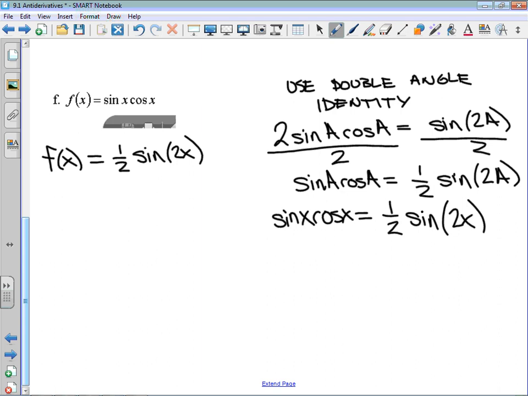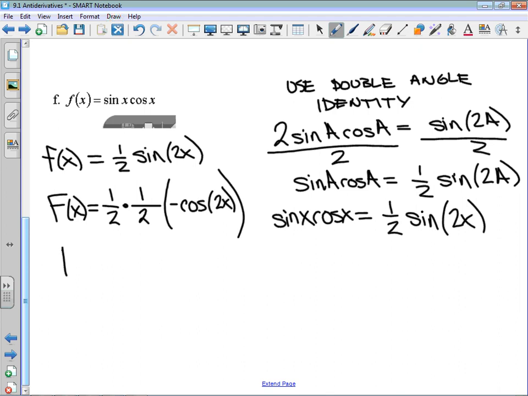So if we use our double angle identity, what I'm going to be able to say now is that capital F of x is equal to, I'm going to put the 1/2 here. I'm going to multiply that by 1 over the coefficient on the x, which is 2. And then the antiderivative of sine is negative cos. So we're going to have a negative cos here, and the 2x remains in place. We can then clean that up just a little bit. 1/2 times 1/2 is 1/4, but there's a negative in there. So this is equal to negative 1/4 times the cos of 2x.